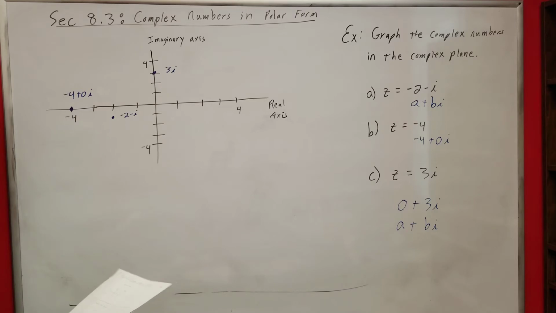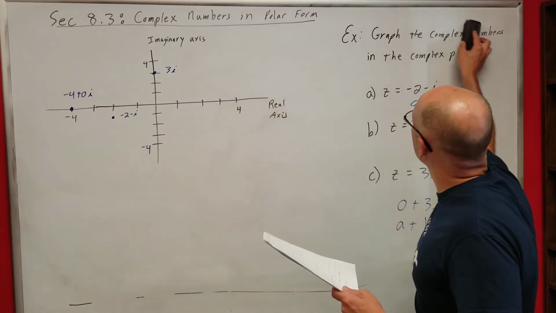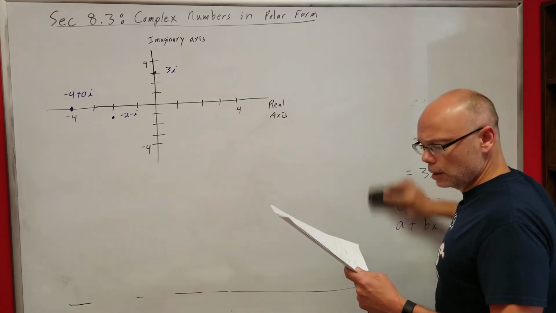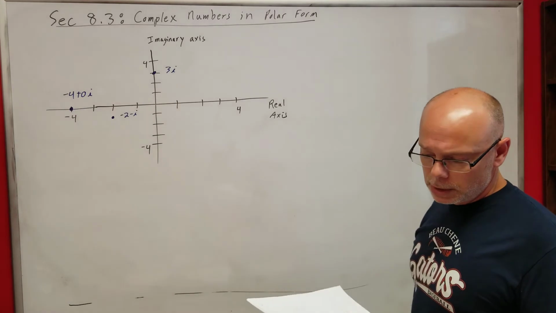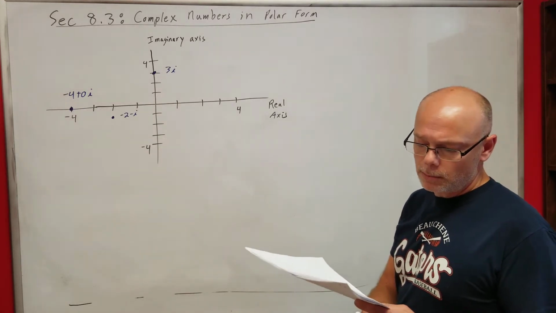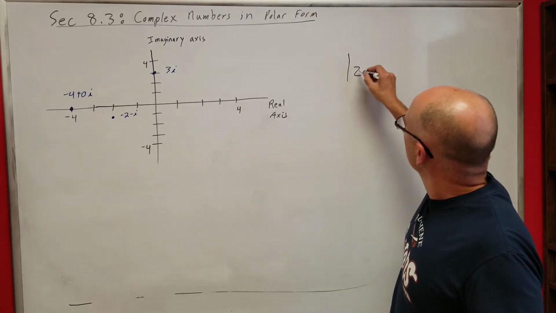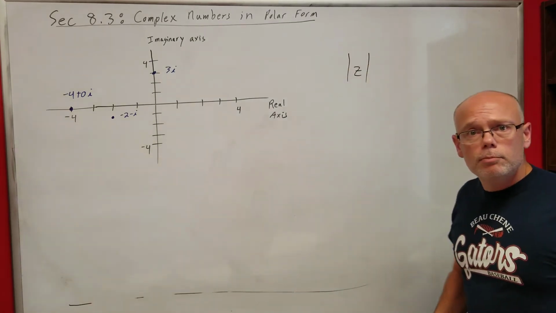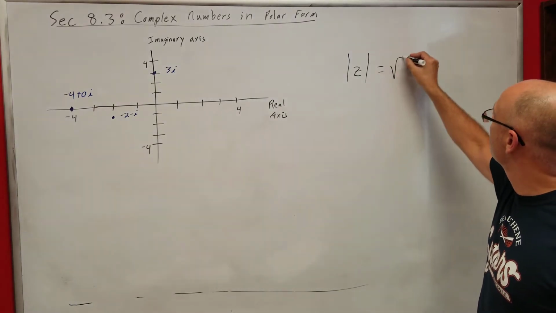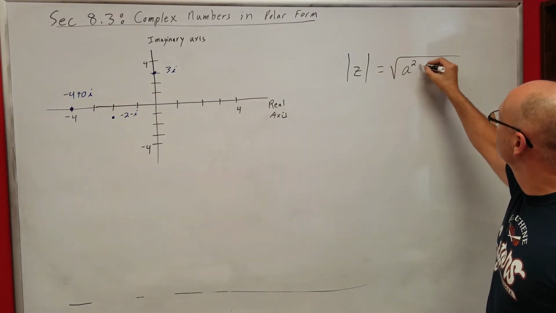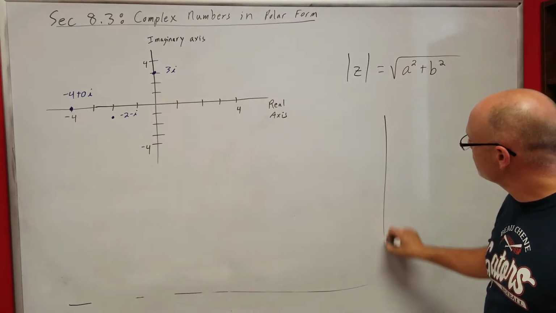Now let's look at what's next in your notes. It says absolute value of a complex number. If z is equal to a plus bi is a complex number, then the absolute value of z, also called the modulus or magnitude of z, is given by the square root of a squared plus b squared. Now what are they saying here?